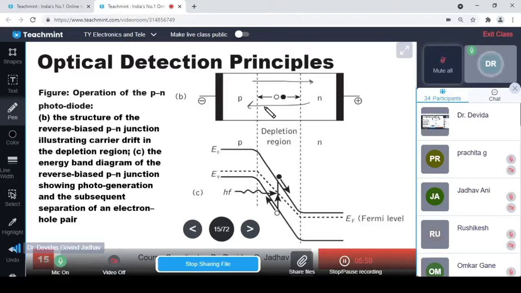It is reverse bias, the depletion region is created, and in the depletion region, when the photon is incident, as we will see in this energy band diagram, it generates the photo charge particle pair, electron hole pair, and as soon as they are generated, they are swept under the influence of the high electric field, and they are collected by the battery.